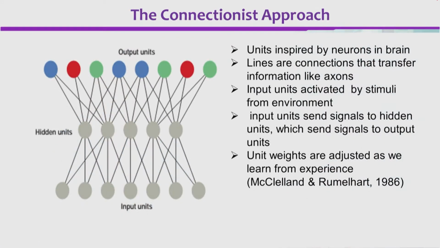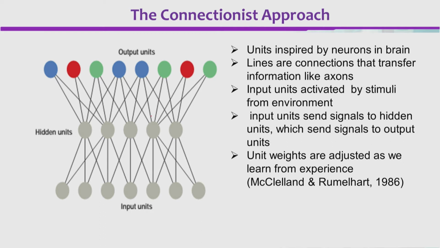The connectionist approach is inspired by the neurons in the brain, and it talks about units. The units are output units, hidden units, and input units. The lines are connections that transfer information, like axons in the neuron.